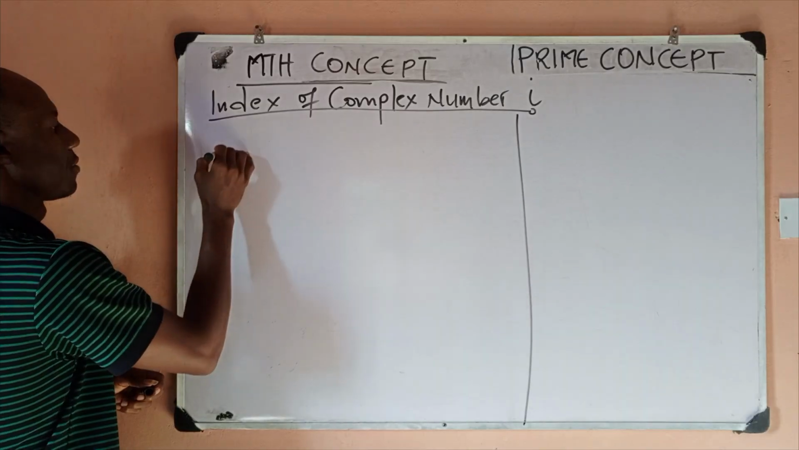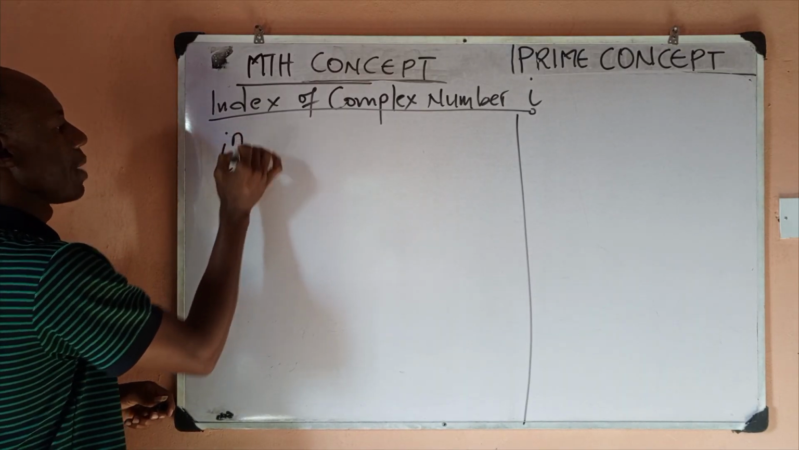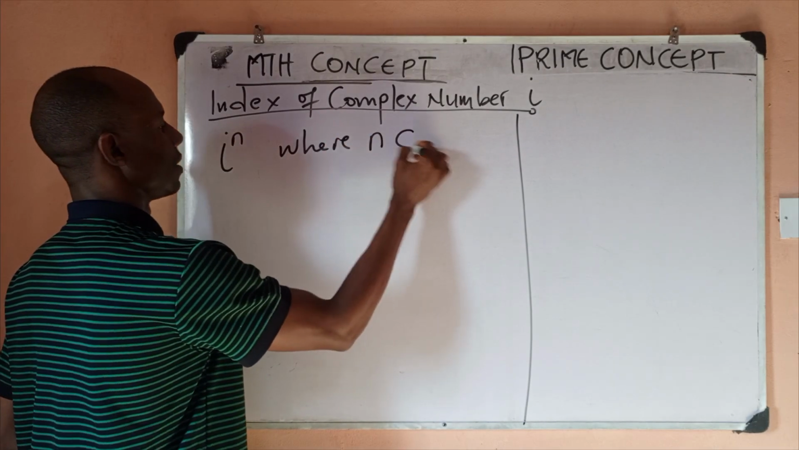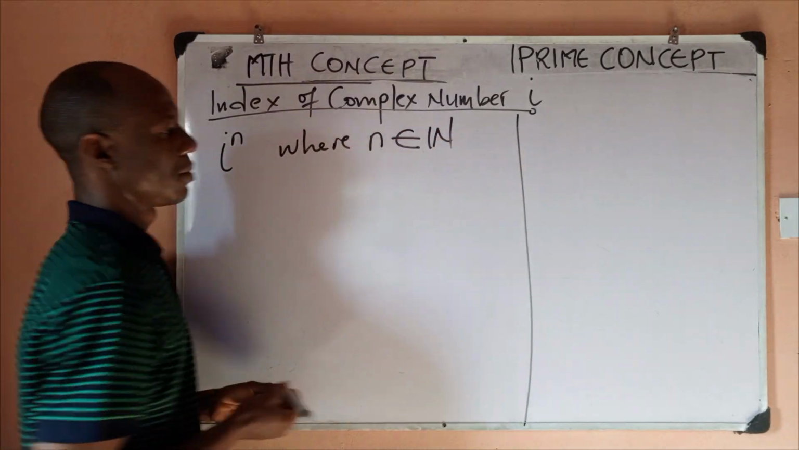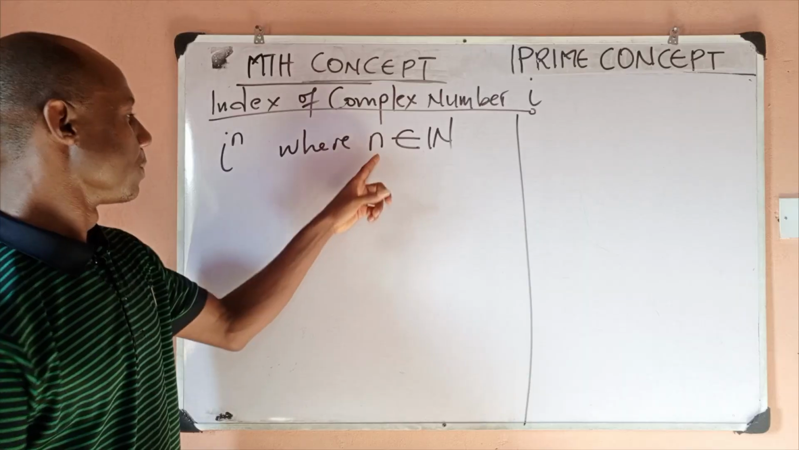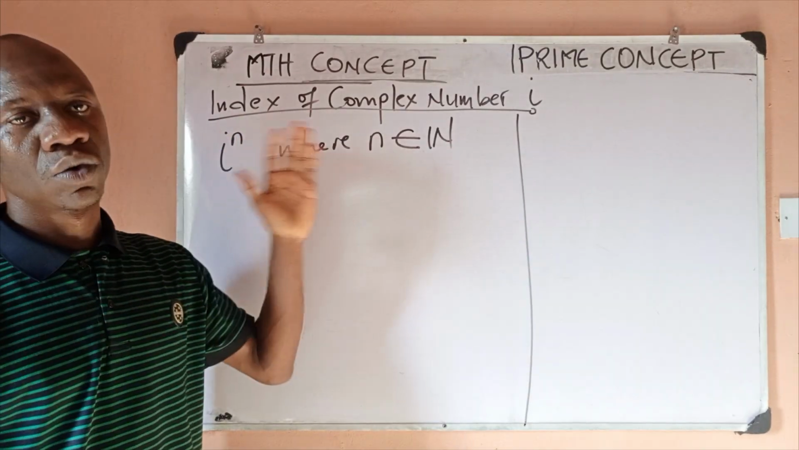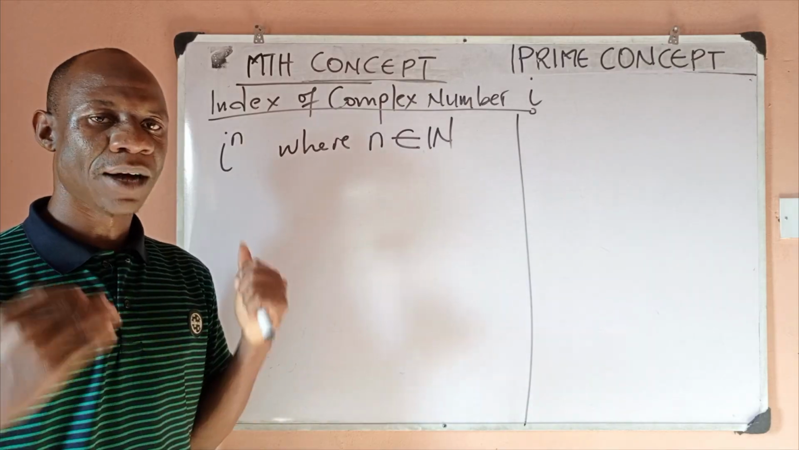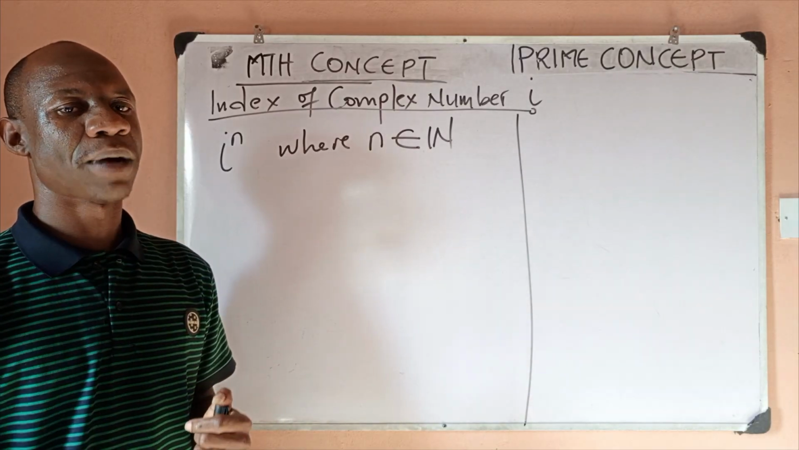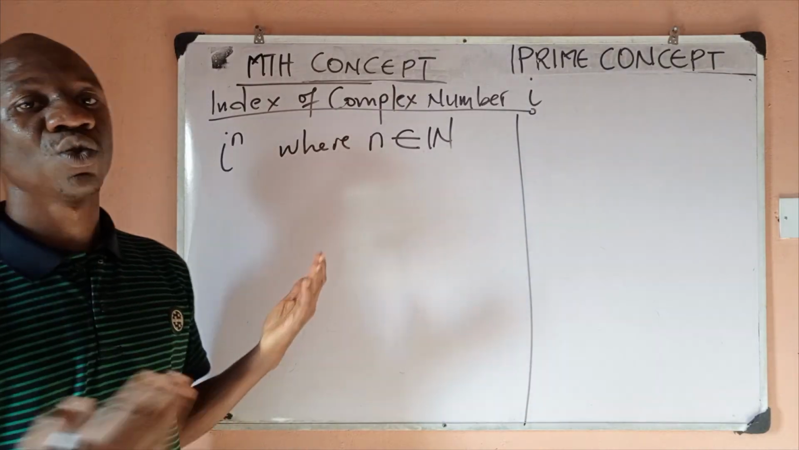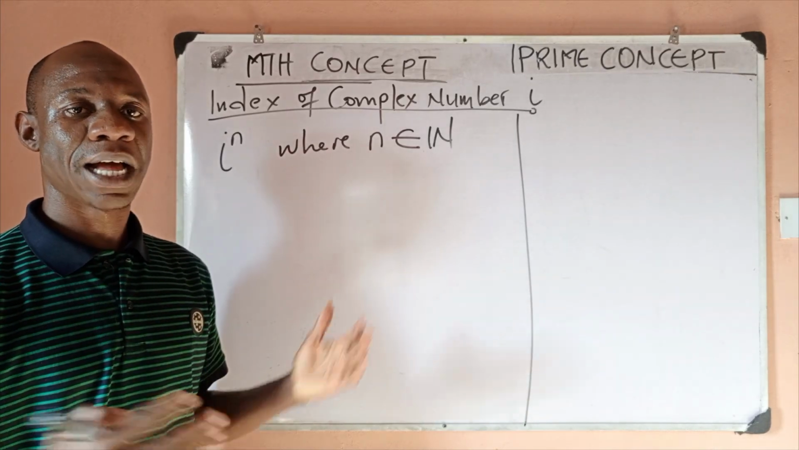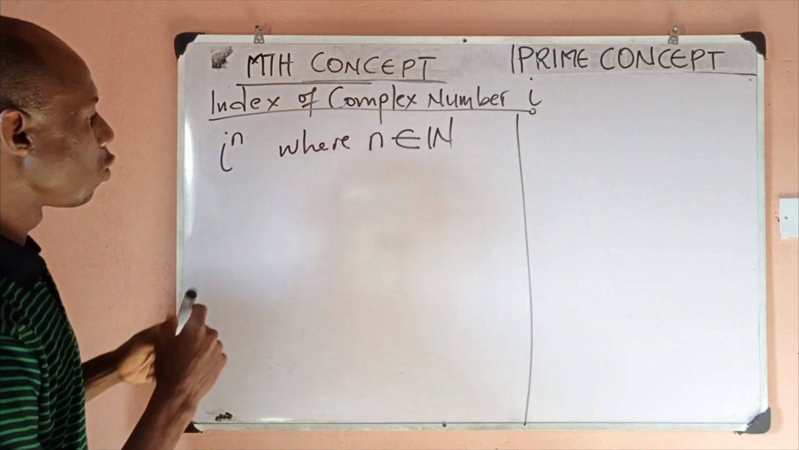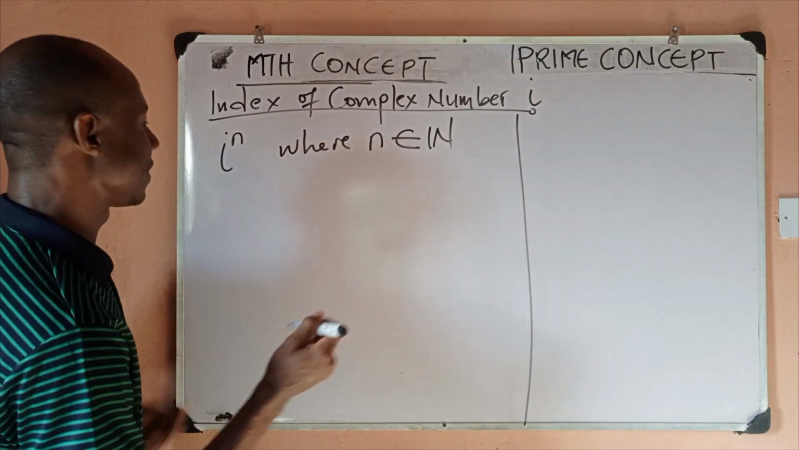So say we have i raised to some power n, where n is a member of the natural numbers. That is to say that n, for this case, can only be whole numbers. Positive whole numbers is what we want to consider. So how do we evaluate this kind of powers? Say you have i raised to power 20, i raised to power 30, i raised to power 2000, and so on.